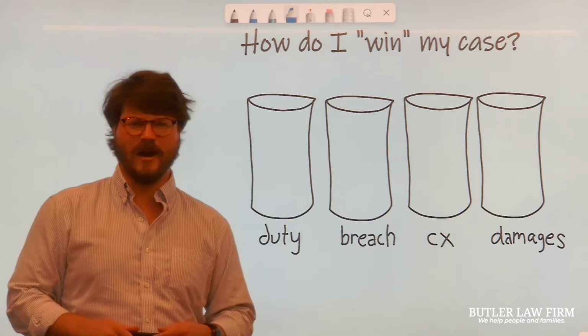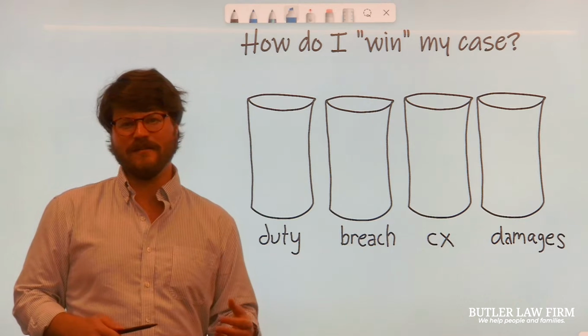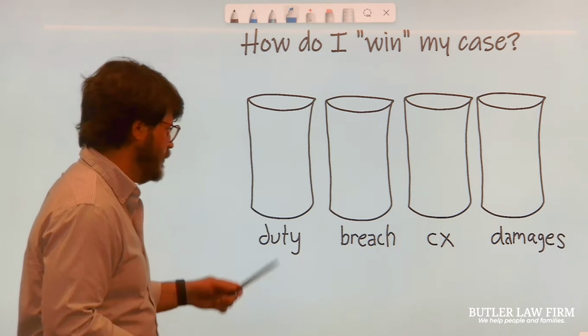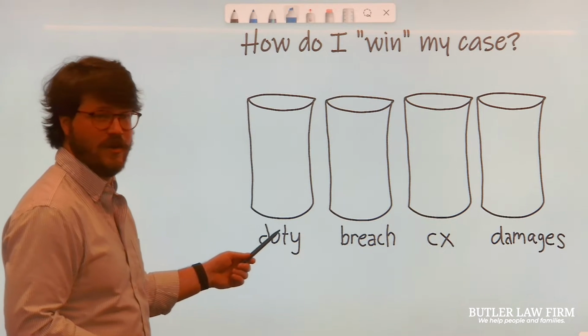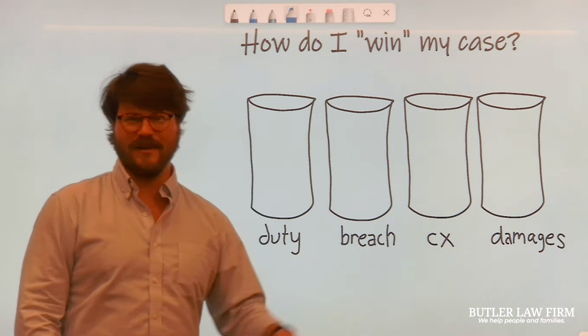Today I'm going to talk with you about how you can win your personal injury case. In Georgia, the plaintiff or the injured party has the duty of proving 4 elements. The plaintiff has to prove that the defendant owed them a duty, that the defendant breached that duty, and that that breach of duty caused damages.